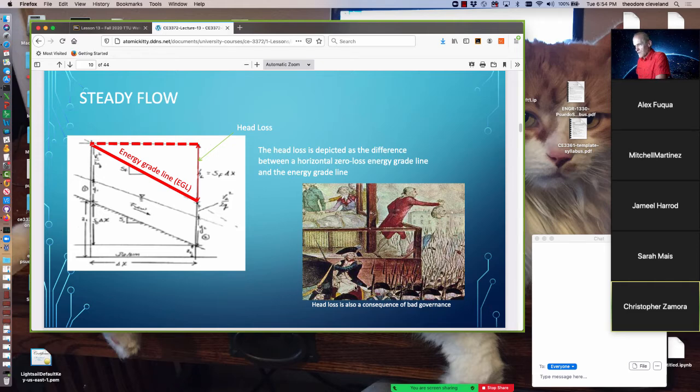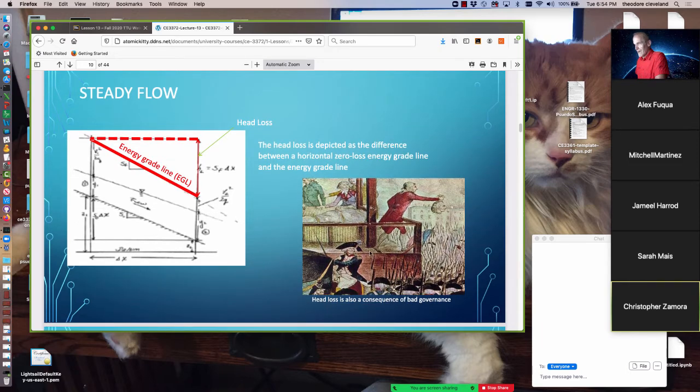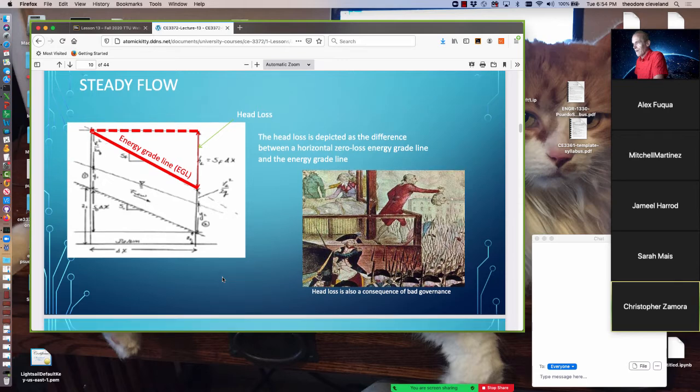The picture on the right is a print from around the French Revolution illustrating that not only do open channels experience head loss, but aristocrats at the hands of peasants also experience head loss. And in this case, actually, they haven't lost the head, but the body's lost the head. So this kind of head loss is not what we're talking about, but now that you've seen the photo and heard my grisly description, you'll never forget the term head loss.